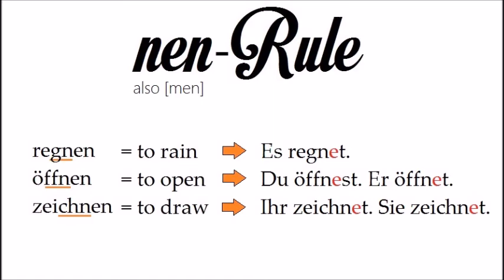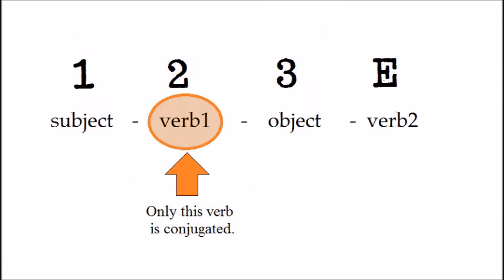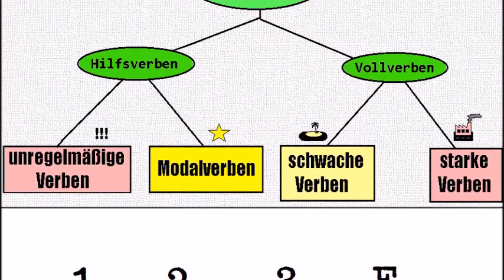Now that you know the conjugation rules, please keep in mind that there might be more than one verb in your sentence, but only the first verb, verb 1, will be conjugated. Any other verbs will stay unchanged. Alright, that's it. With this tense you can make a lot of sentences.